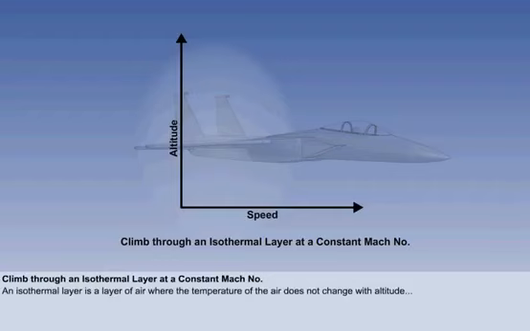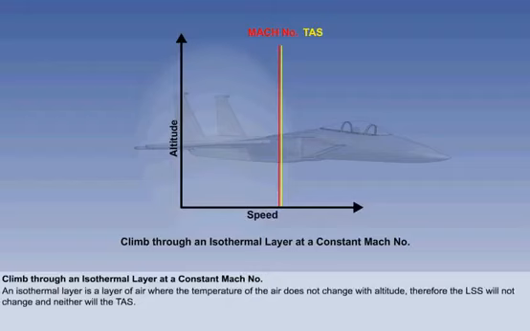Suppose our aircraft now has to climb through an isothermal layer at a constant Mach number. An isothermal layer is a layer of air where the temperature of the air does not change with altitude. So applying the same logic we applied to the inversion, let's see what will happen to the CAS, TAS and Mach number relationship. We know the temperature of the air will not change. Therefore, the LSS will not change and neither will the TAS if the Mach number is to remain constant.